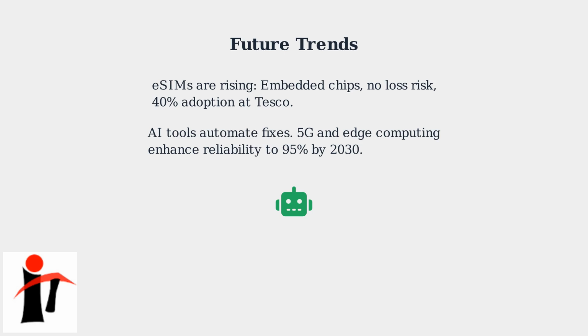Trends point to greater automation with 5G and edge computing, aiming for 95% network reliability by 2030 through zero-touch provisioning and over-the-air updates.